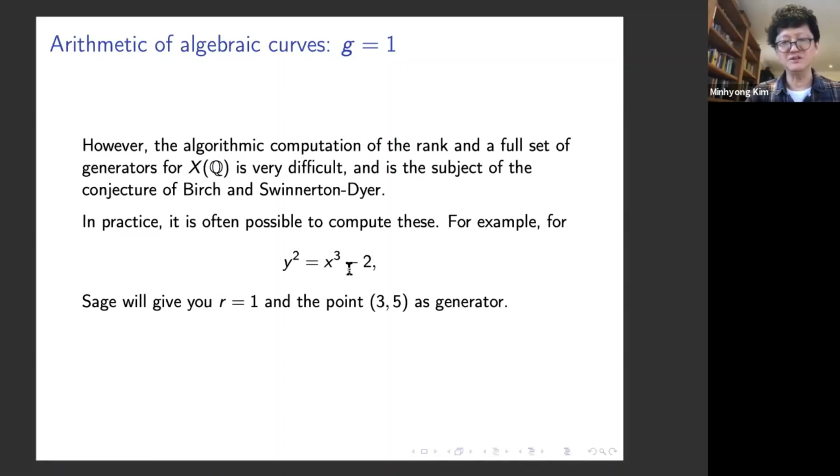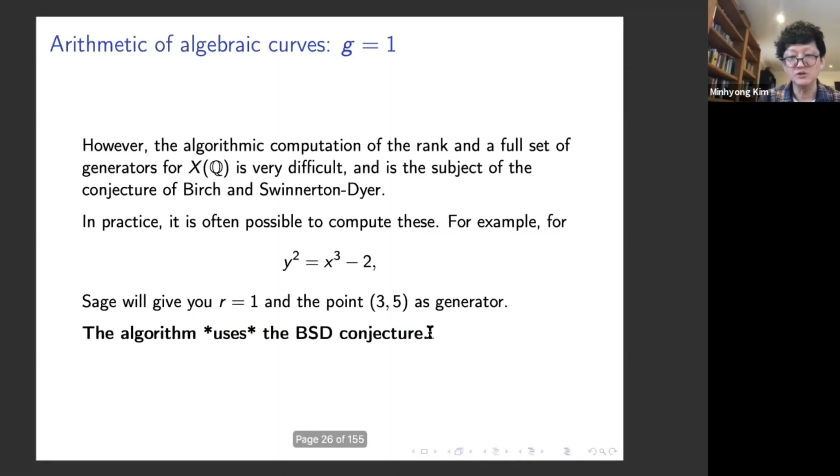Almost any reasonably small coefficients you plug into Sage, it'll compute all these things for you immediately. So it's a bit puzzling, when you hear about all these difficulties, how it actually does this. And I'll say a little bit more about this later, unless you're completely bored by that discussion, in which case we can skip it. But the point is that these programs that compute the rank and the generators actually use the conjecture.